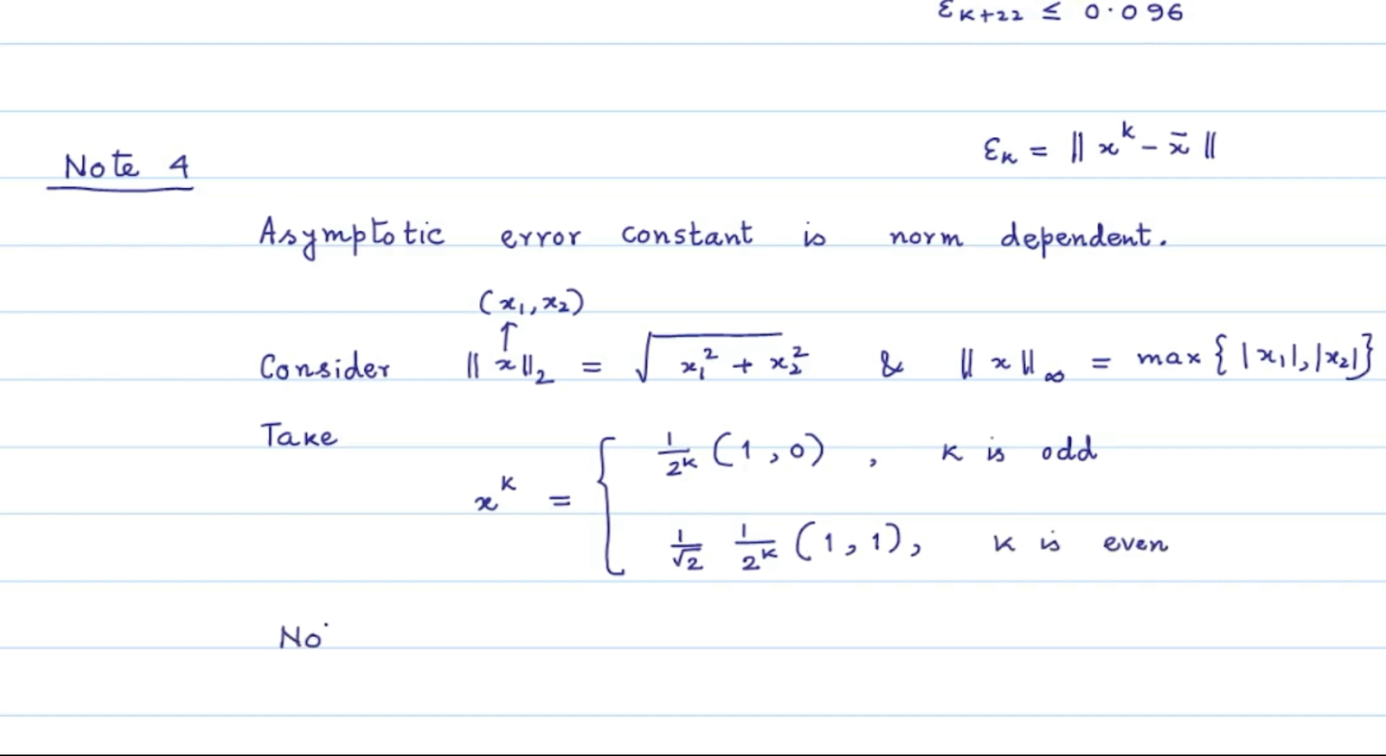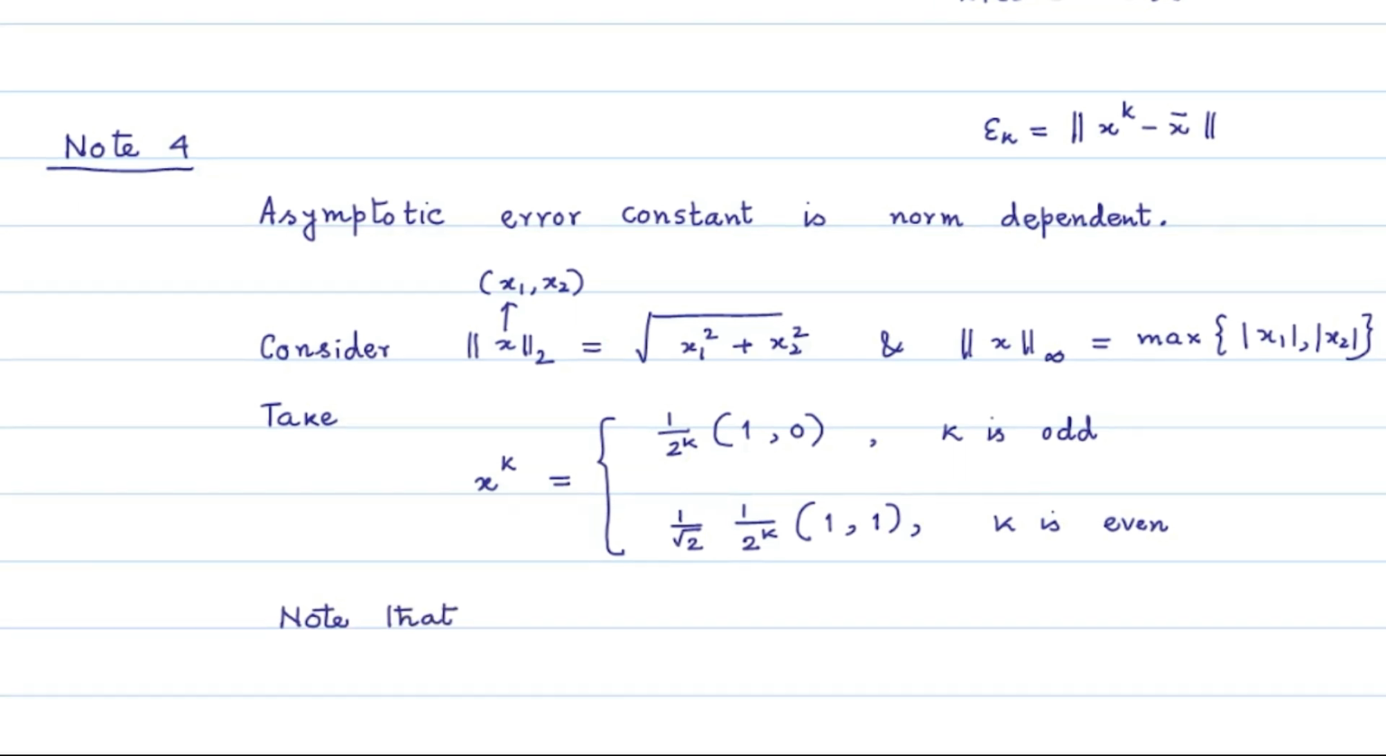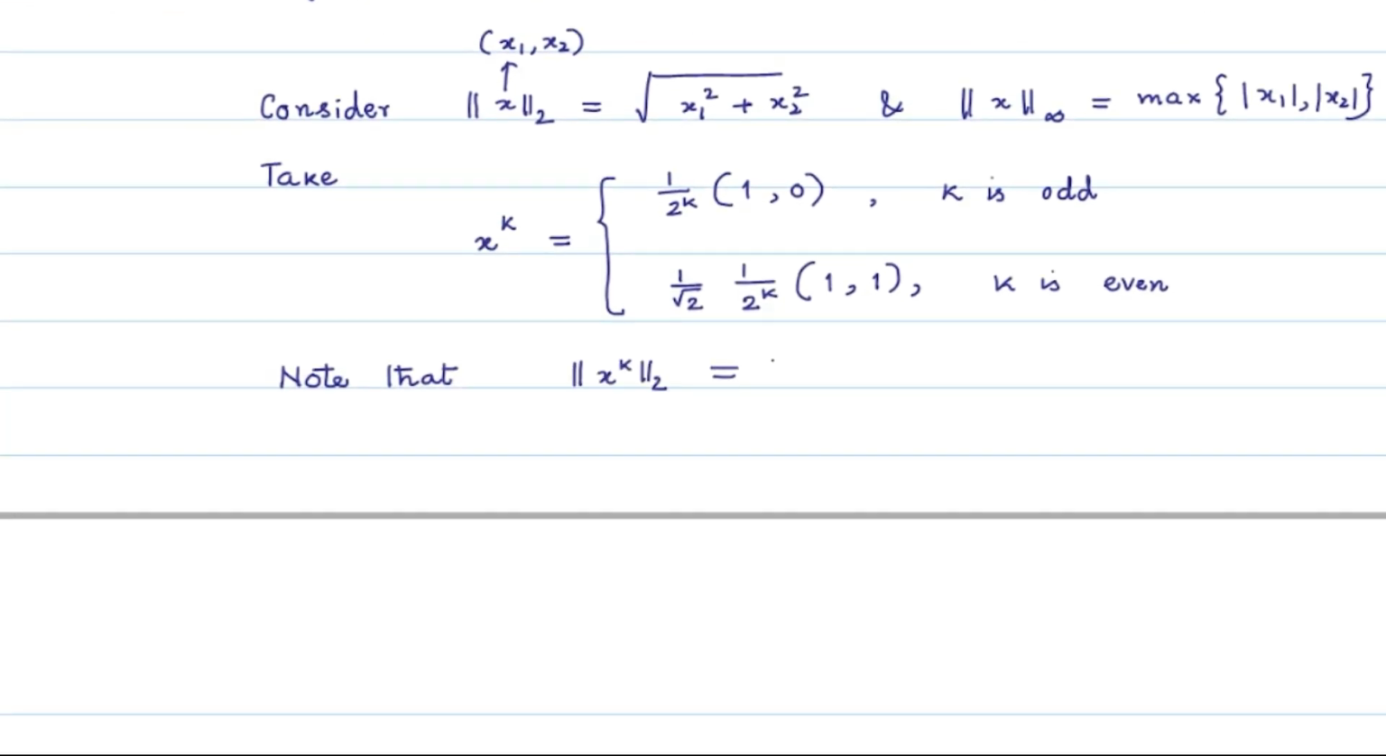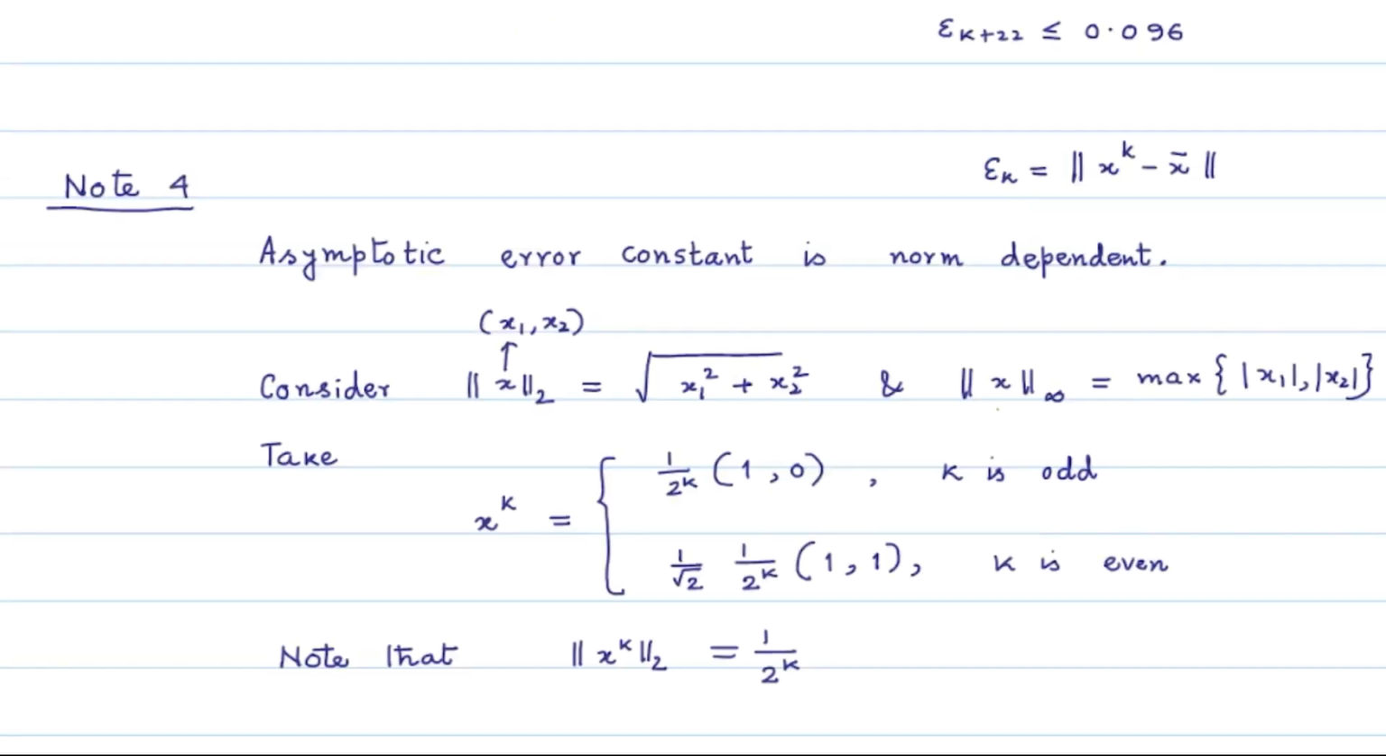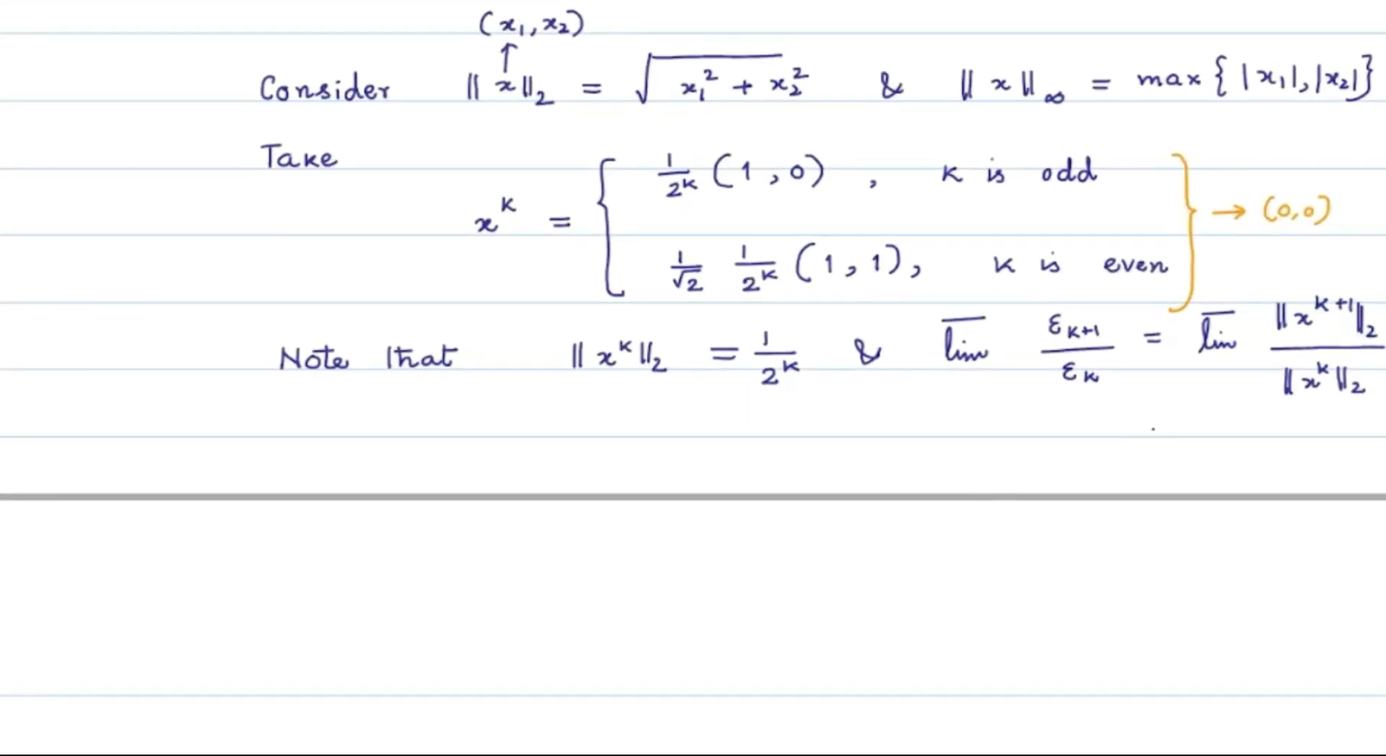For this sequence, we see that norm 2 of xk is equal to 1 upon 2 to the power k, and we can show that this sequence xk converges to the null vector with q convergence rate equal to 1. With this convergence rate equal to 1, the limit supremum of epsilon k plus 1 divided by epsilon k is equal to limit supremum of norm xk plus 1 divided by norm xk, which gives us the value of mu q, the asymptotic error constant, as half.